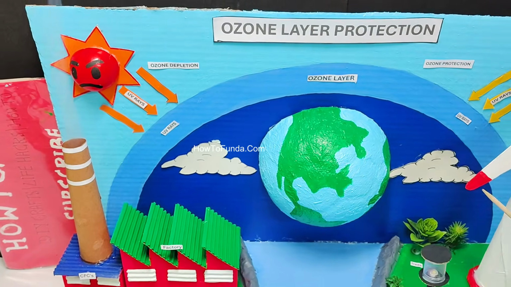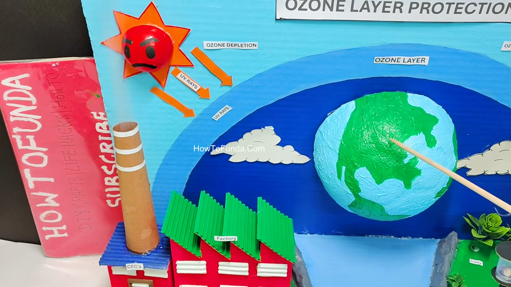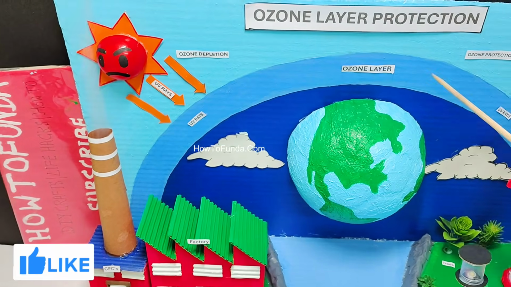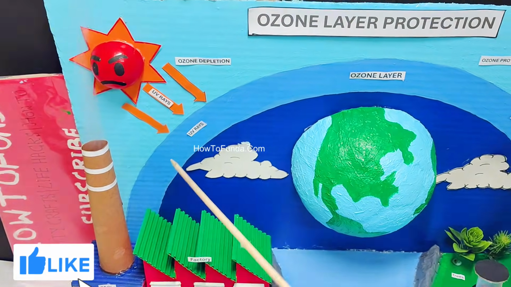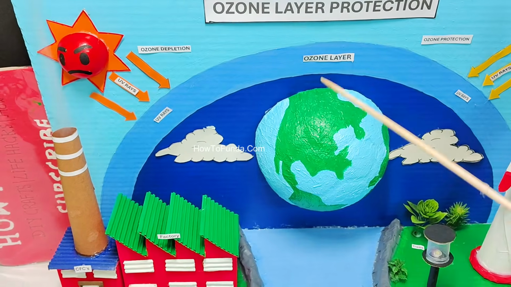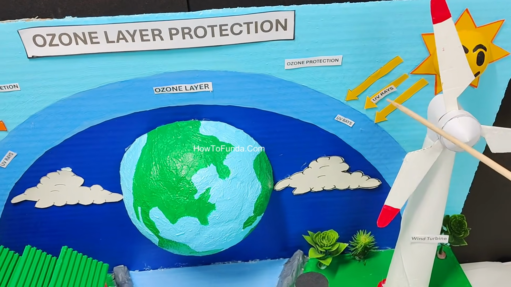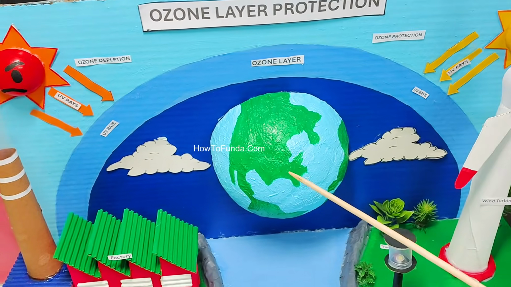If you can see here, above the Earth, at 15 to 30 kilometers, we have the stratosphere. In that stratosphere, the ozone layer is formed. This ozone layer is a protective layer for our Earth. The main purpose of the ozone layer is to block some of the harsh UV rays which pass on to the Earth from the sun.